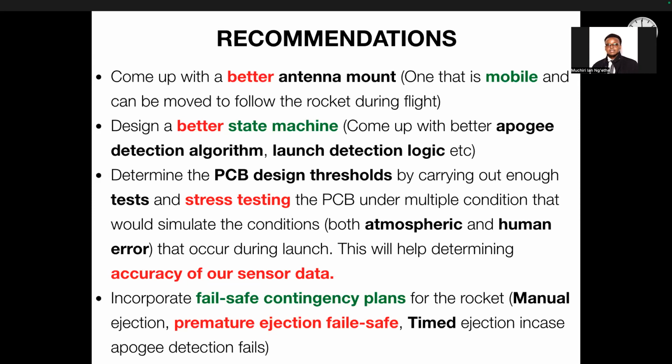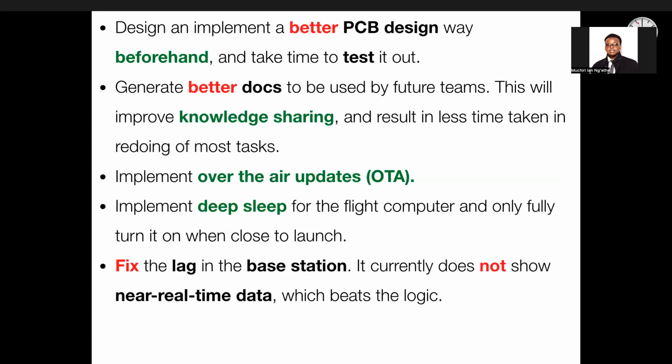Also, we need to incorporate fail-safe contingency plans for the rocket. For example, a premature ejection fail-safe, as explained before, where the first rocket ejected prematurely. You also need to create a better manual ejection mechanism and timed ejection in case apogee detection fails. Next slide.